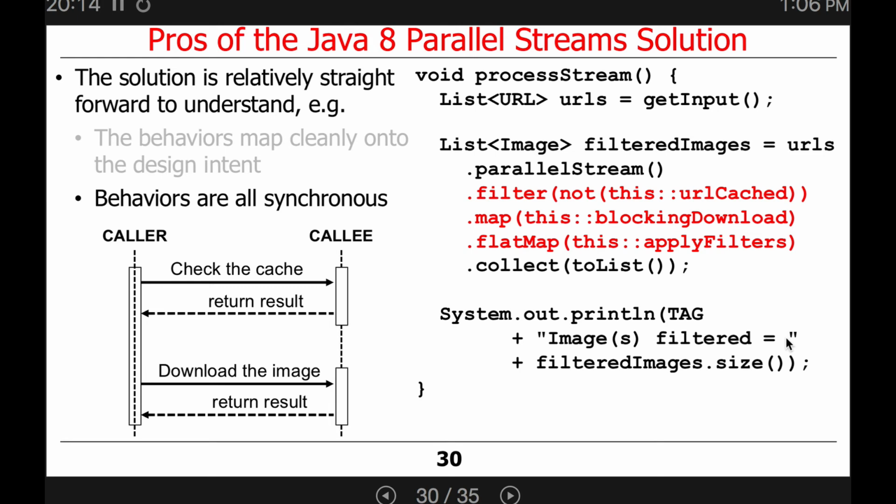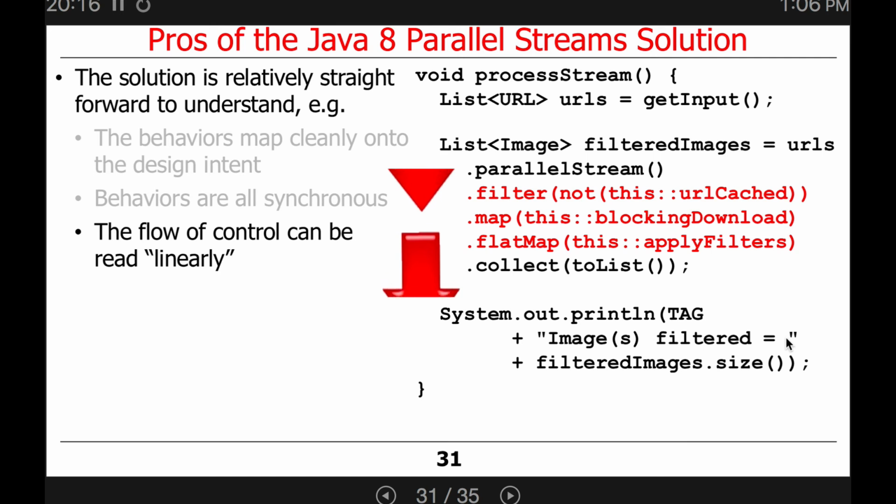And one reason why it's easy to understand is because we can essentially do a linear read of this from top to bottom, and the flow of control just goes very nicely from top to bottom. There's no looping, there's no conditional branching, so all we have to do is just understand each of the stages.